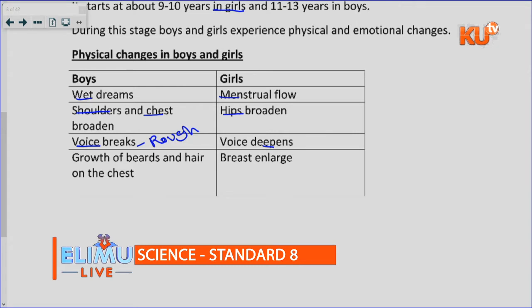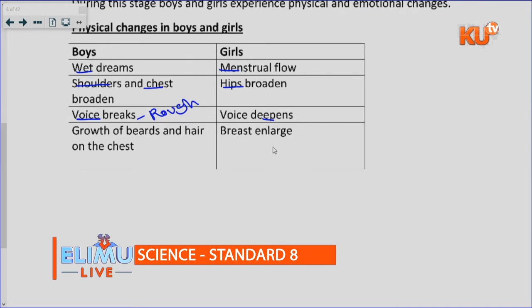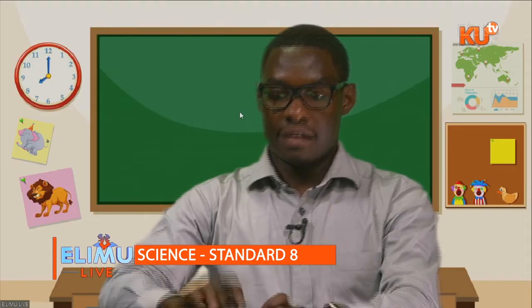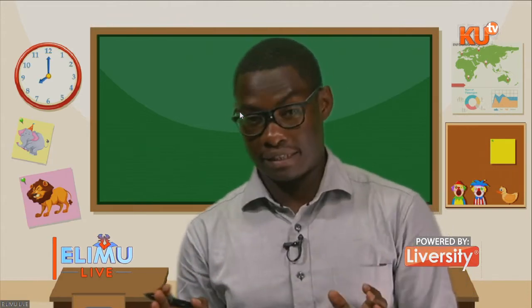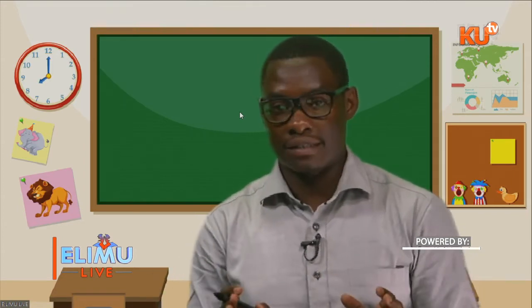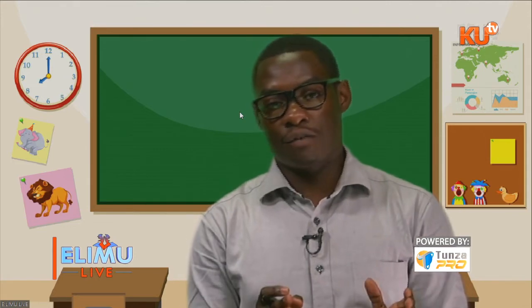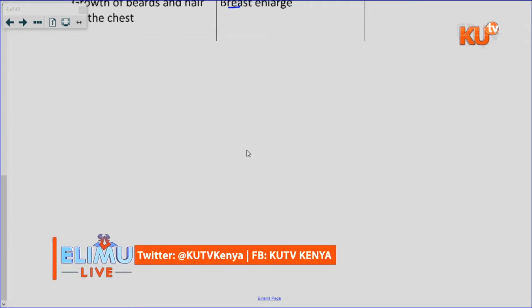We have growth of beards in boys, and growth of beards and hair. So the beards grow on the chin and the hair grows on the chest. But for girls, they don't grow beards. Instead, the breasts enlarge. So these are the physical changes that occur in boys and girls separately. So we can't have growing of breasts in both boys and girls, or beards for both boys and girls.